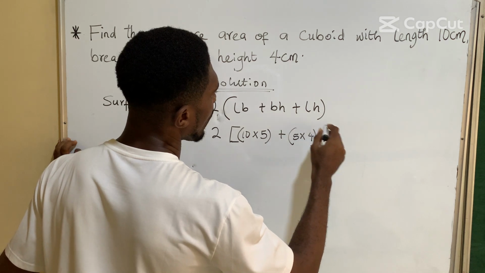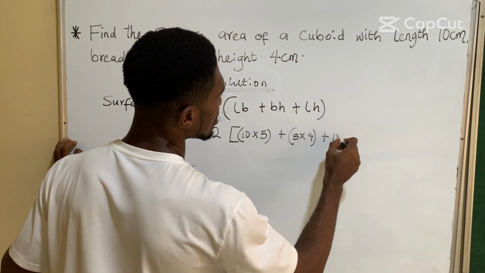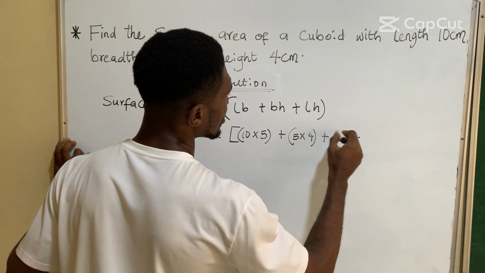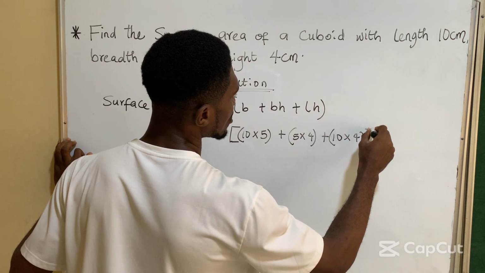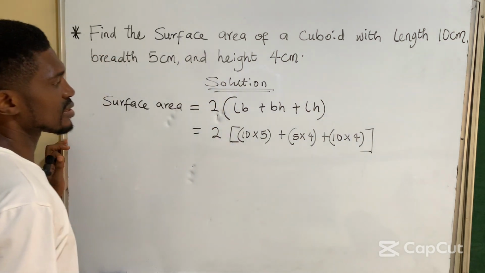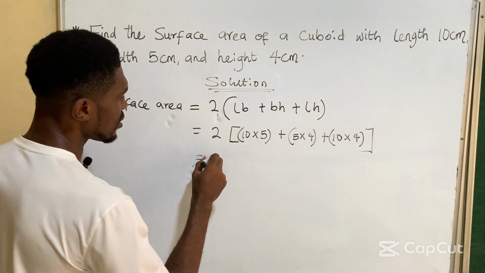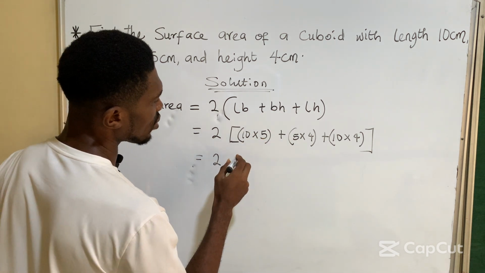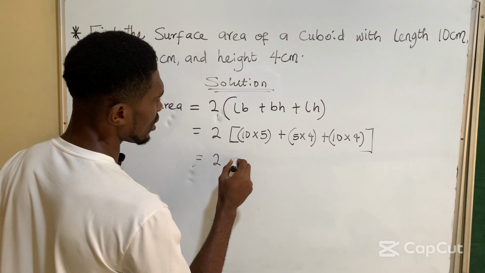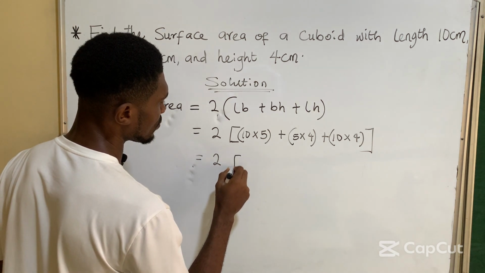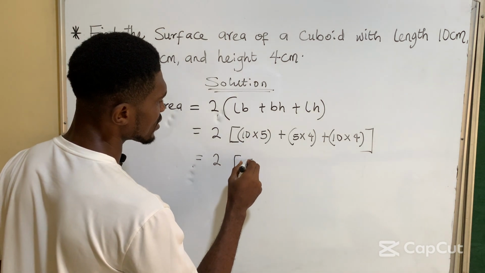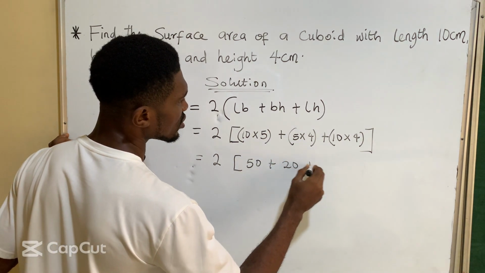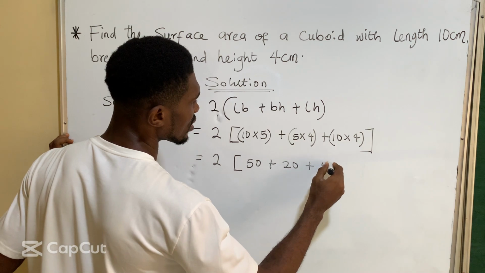Then plus our length, which is 10 centimeter, multiplied by our height, which is 4 centimeter. Then let's close our square bracket. So we'll have 2 into bracket. 10 times 5 is 50, plus 5 times 4 is 20, plus 10 times 4 is 40.